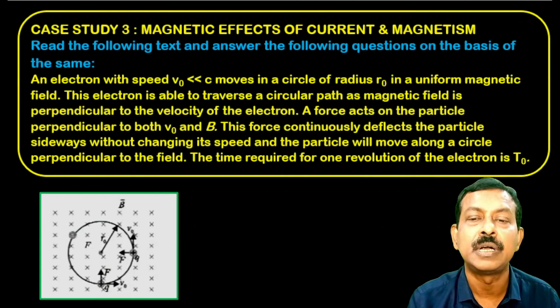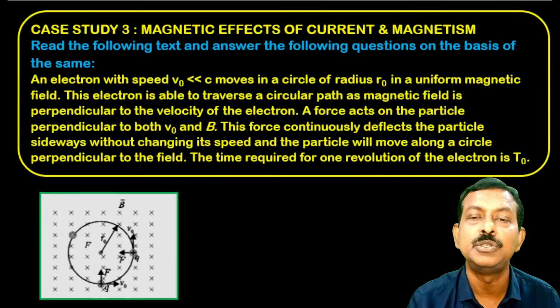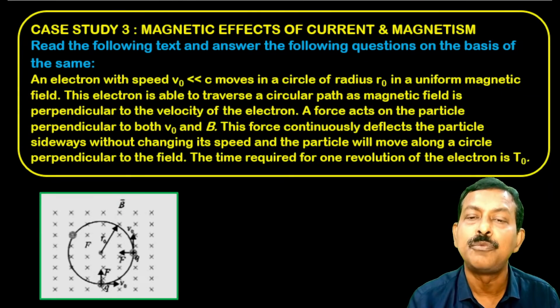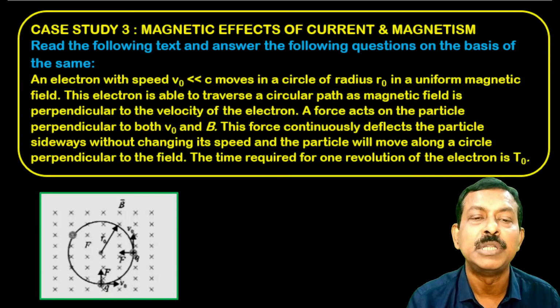Let's now take the third case study question. An electron with velocity v0 much less than c moves in a circle of radius r0 in a uniform magnetic field. This electron is able to traverse a circular path as the magnetic field is perpendicular to the velocity of the electron. A force acts on the particle perpendicular to both v0 and B. This force continuously deflects the particle sideways without changing its speed, and the particle will move along a circle perpendicular to the field. The time required for one revolution of the electron is t0.